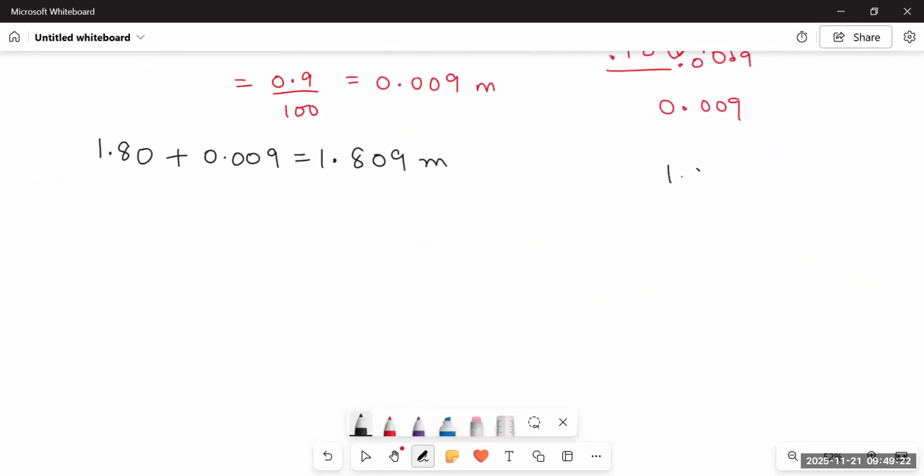It would be 1.80 plus 0.009. We always keep the decimal below decimal in order to add it correctly. There you go. That's how we have to find out the answer.